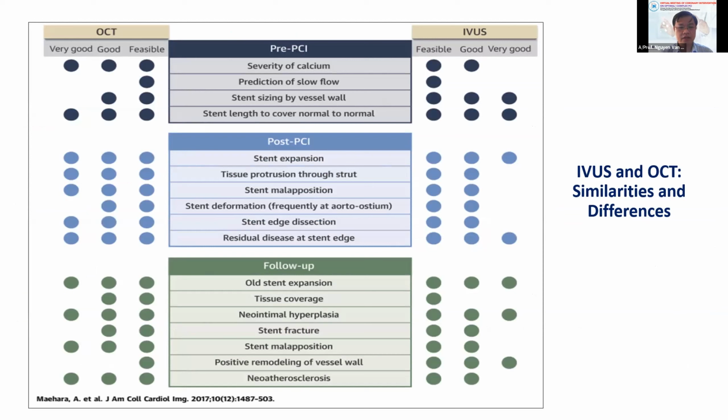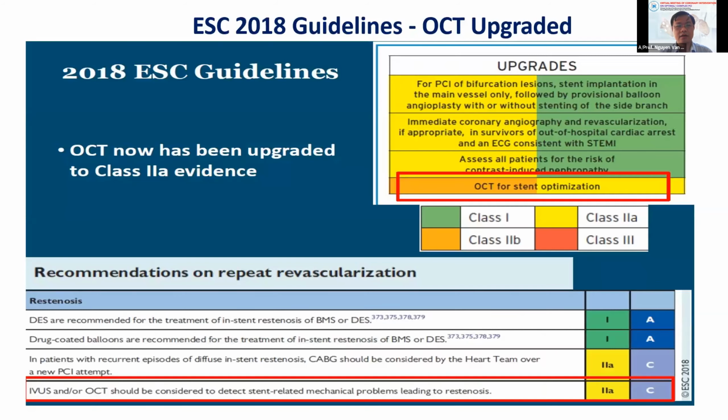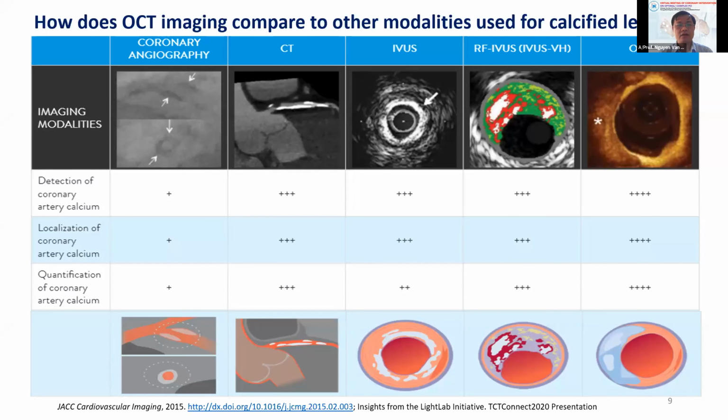We want to find out neointimal hyperplasia and stent fracture; maybe OCT is better than IVUS. And up to now, IVUS and OCT should be considered to detect mechanical problems leading to restenosis. In the 2018 guidelines for IVUS and OCT, OCT has now been upgraded to class 2A evidence for stenting. We compared other imaging, but IVUS or OCT is better than coronary angiography only.